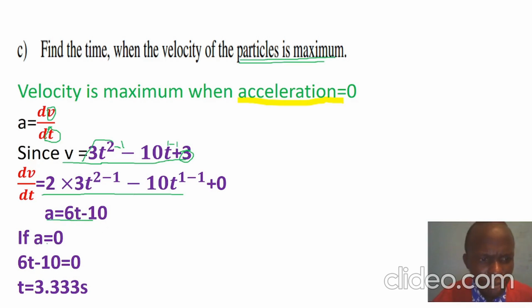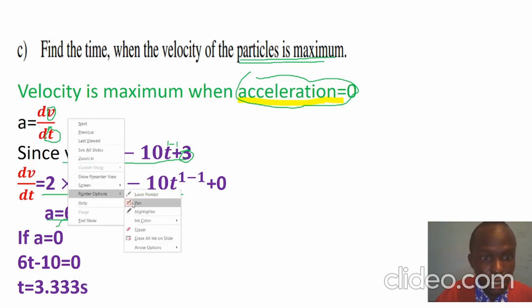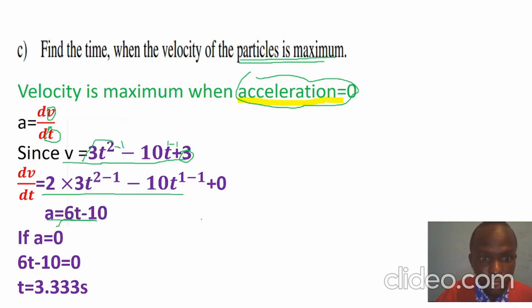So if a is equal to 0, like we have noted here, acceleration is equal to 0, we are going to equate this equation with 0. Equate it with 0. And then after equating it with 0, you get the value of t is equal to 3.333 seconds. That is when the acceleration is maximum.